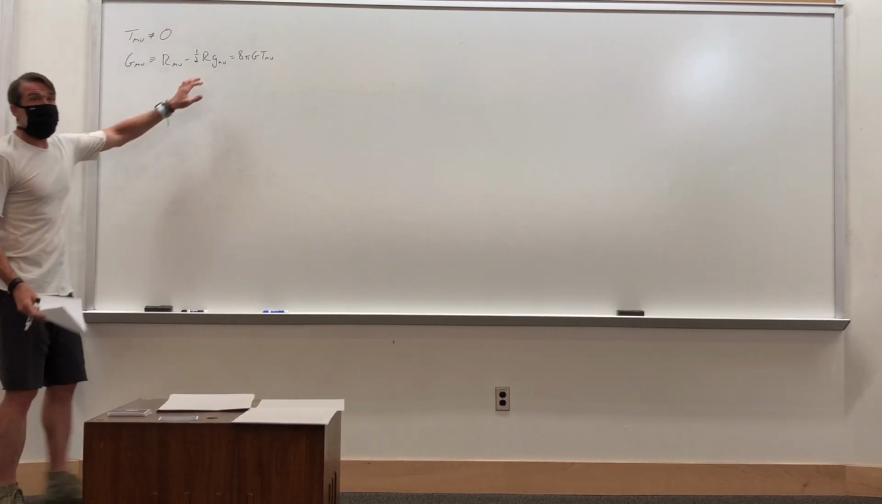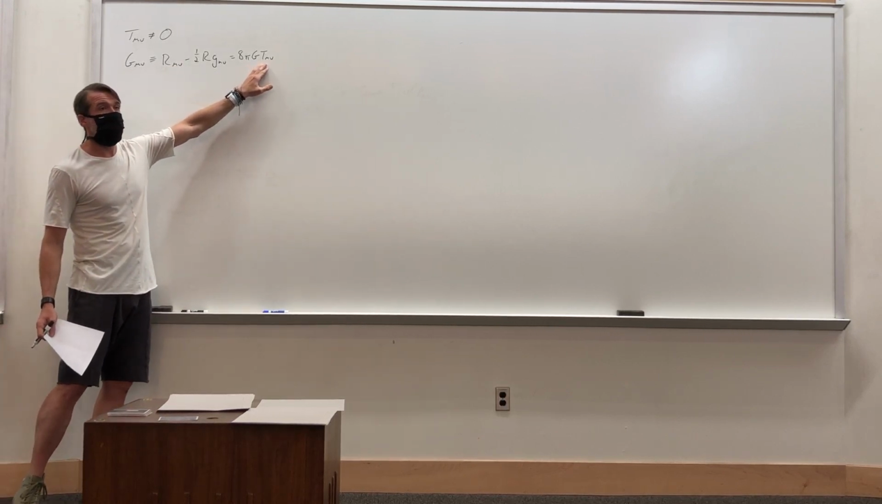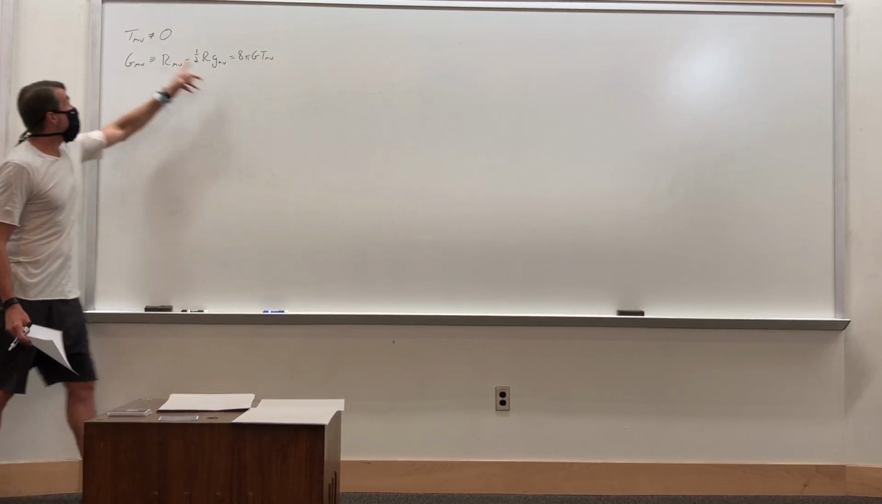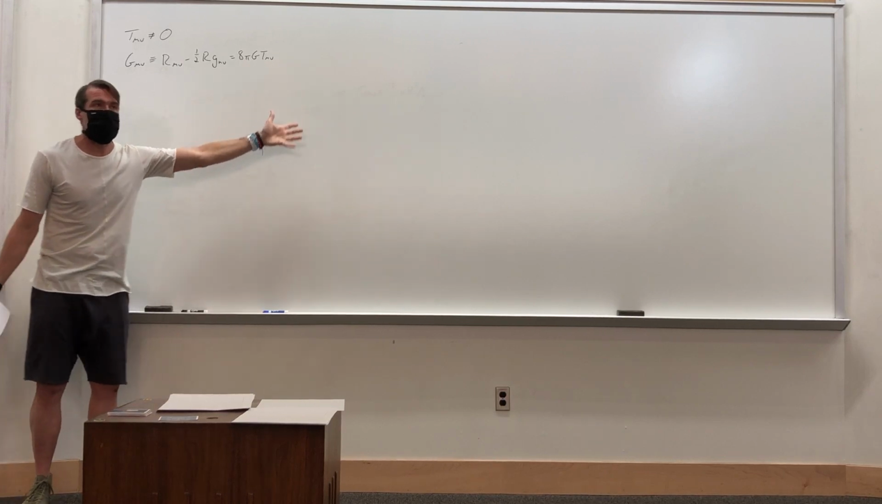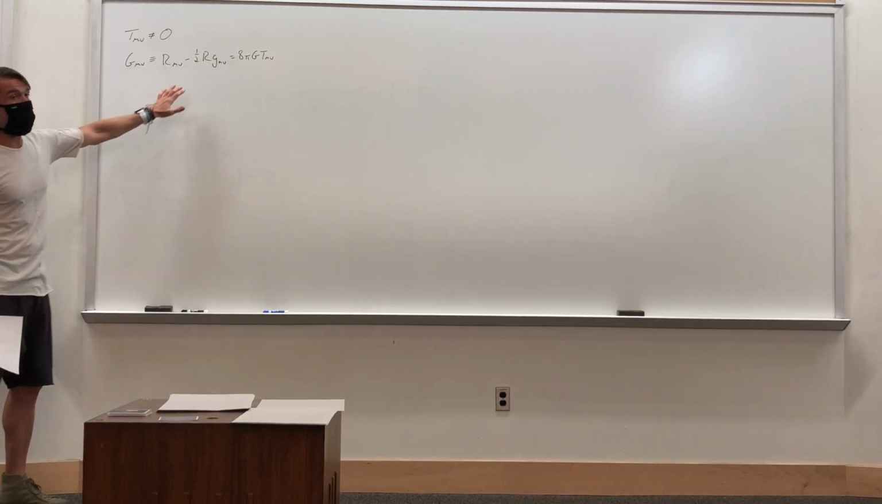We could write this in the trace reverse form, in which case we'd have R mu nu equal to something times T mu nu minus something times T. But if T is not 0, the right-hand side won't be 0. So it doesn't matter which form you use. So we'll just use this form.